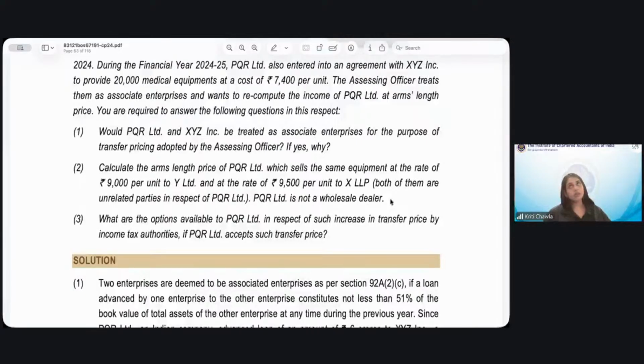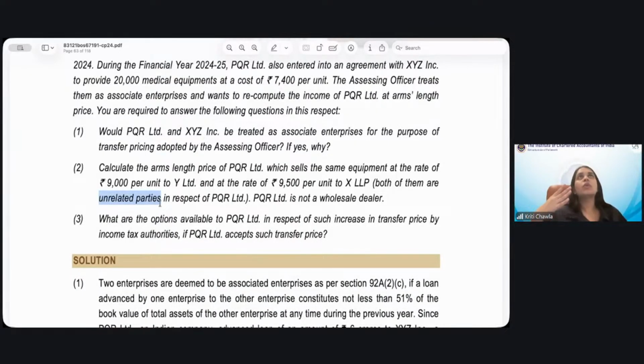Why will CUP be applicable? Well, note the words. It says sells the same equipment. So when it says sells the same equipment, and this is to unrelated parties, you know that there is data which is available for unrelated parties. And this is the reason CUP, which is the comparable uncontrolled price method, will actually be applicable. So this is the reason CUP will be applicable.